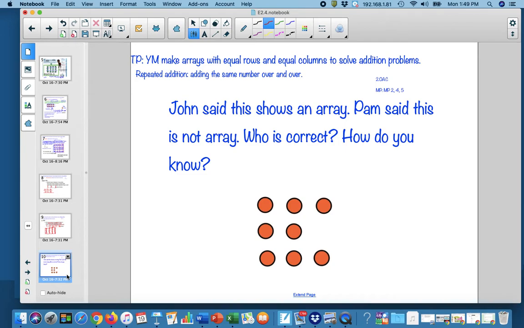John said, this shows an array. Pam says, this is not an array. Who is correct? How do you know? If you said Pam is correct, you are correct. This is not an array. It looks like we could make a square or a rectangle with it, but there's not the same amount in each column and row. So this is not an array.